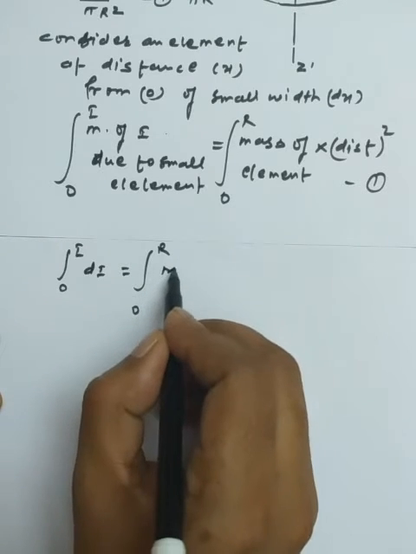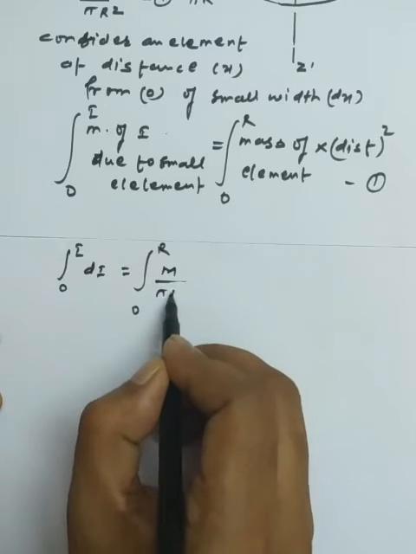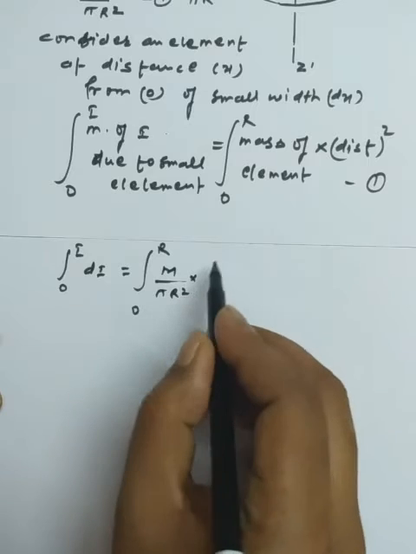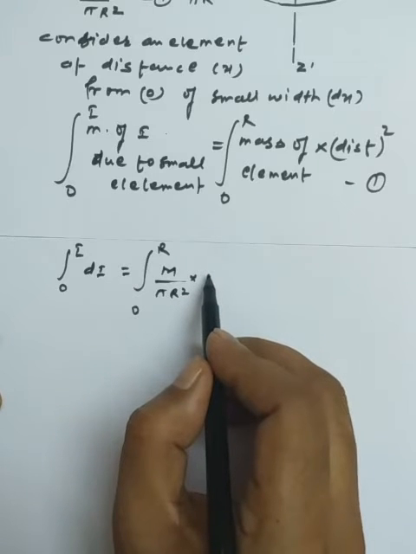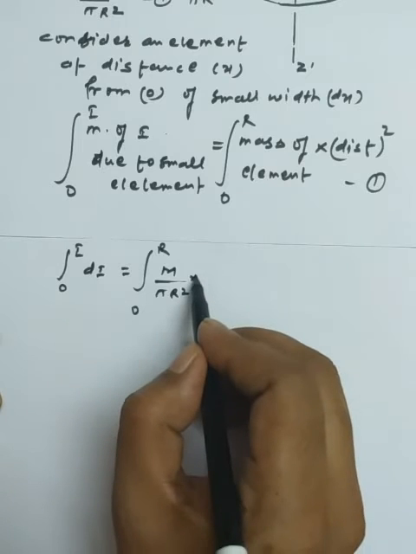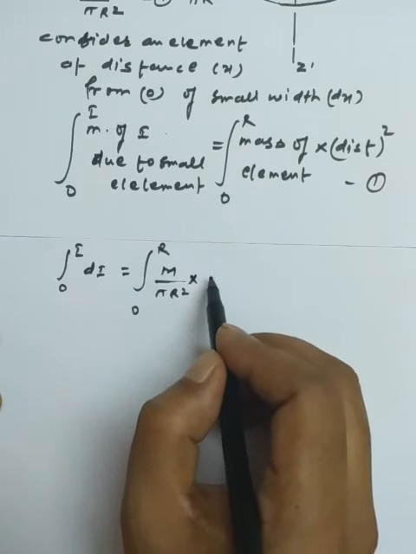So what is the mass per unit area we have? That is m upon pi r square. What is the area of this element? So that is available, in which having the mass. Okay, so we should consider the two things, length and breadth.